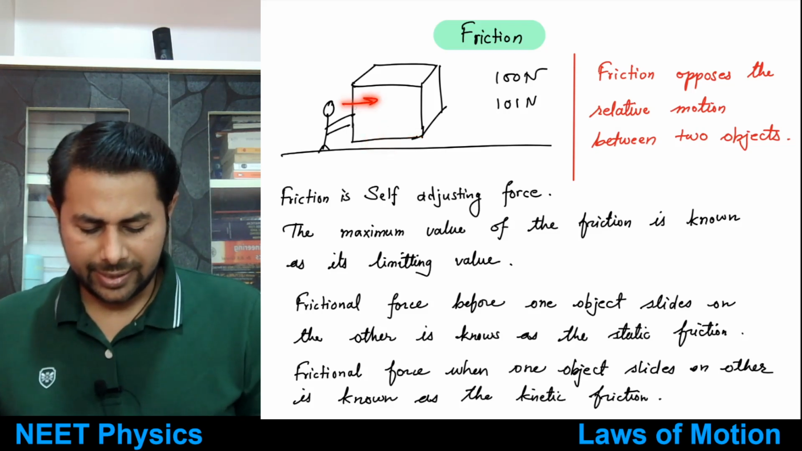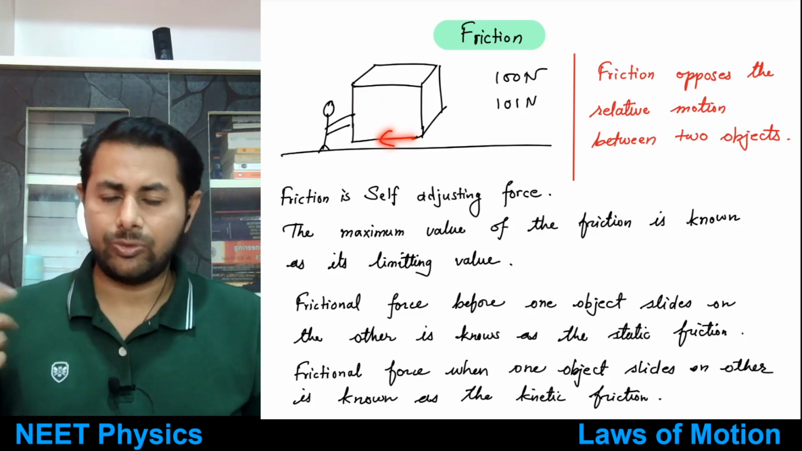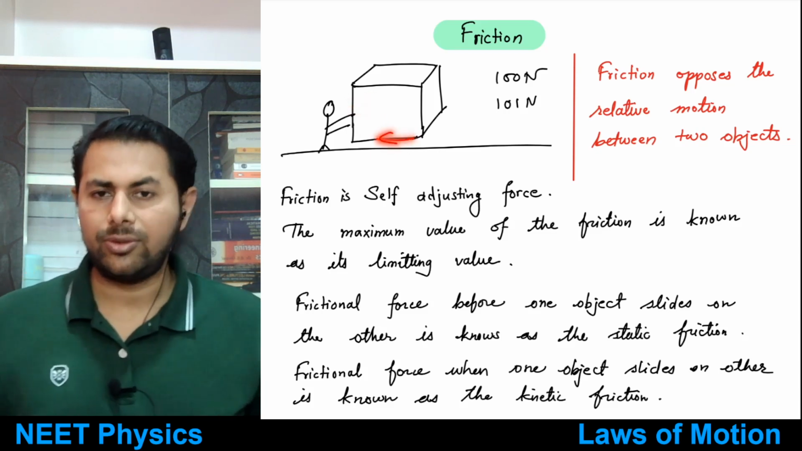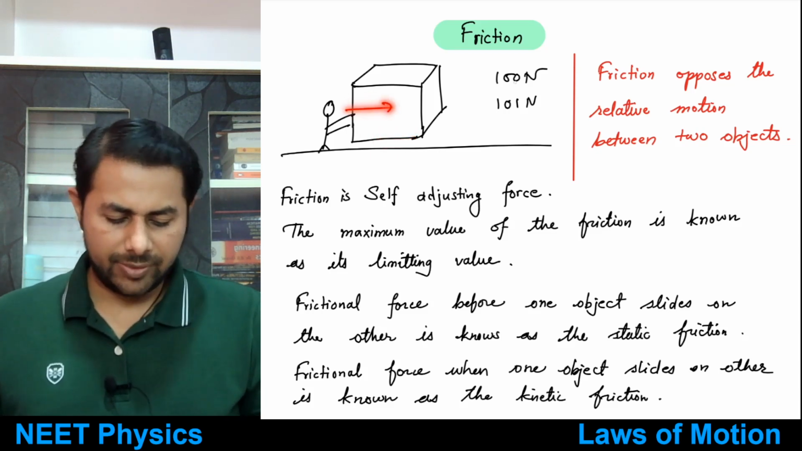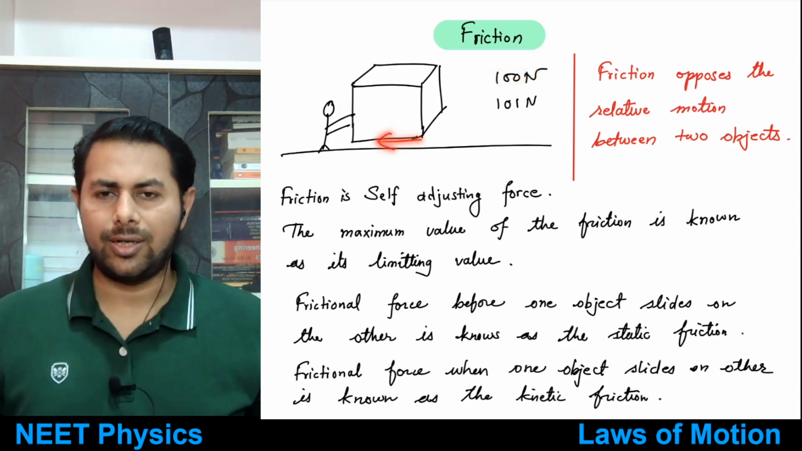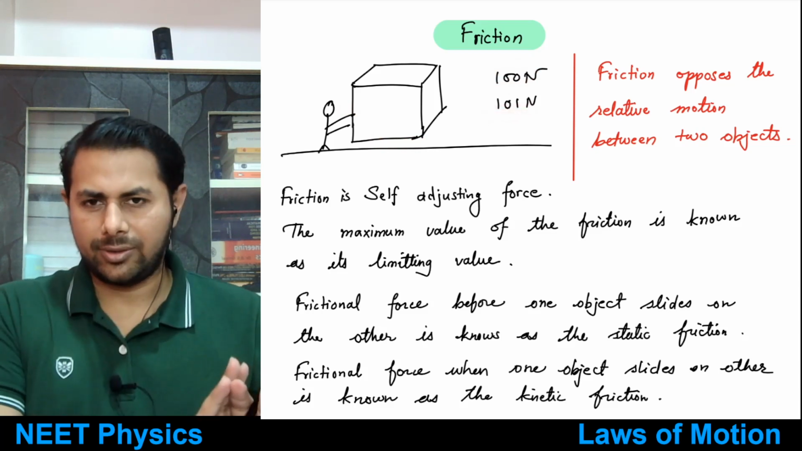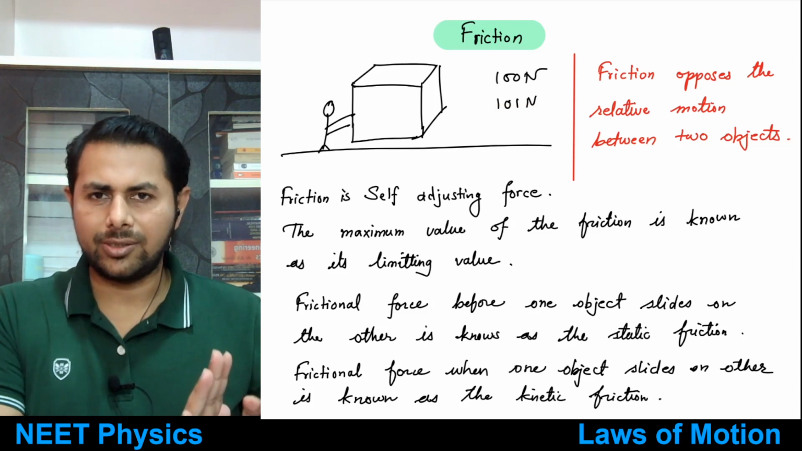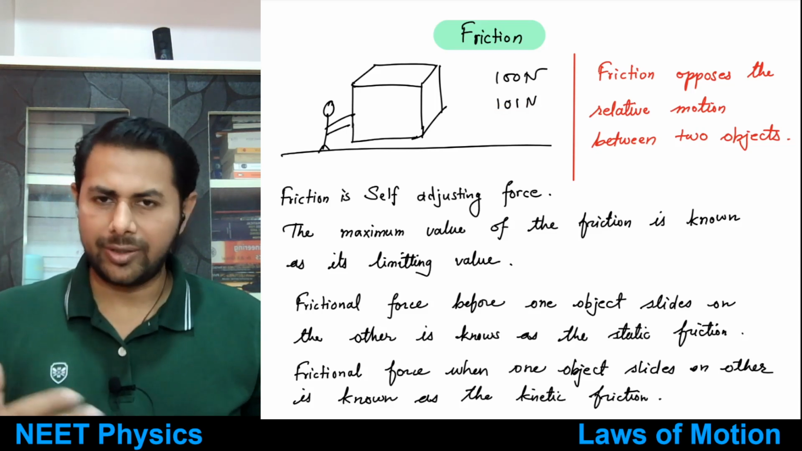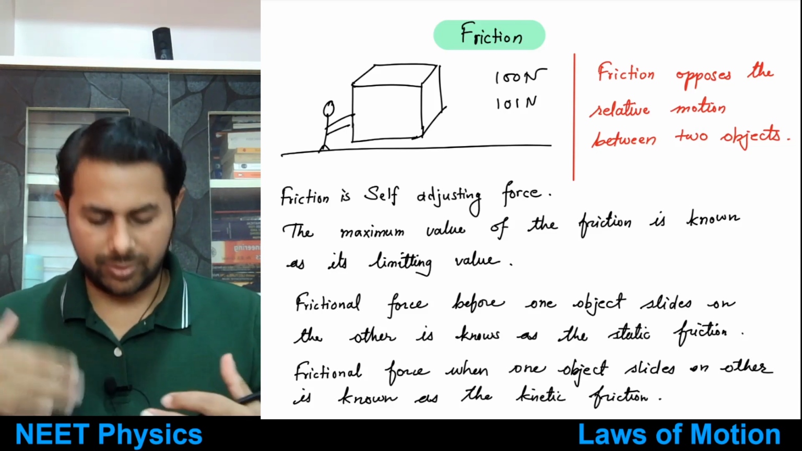When I exerted a force of 20 newton, nothing happened, which means friction was also 20 newton. When I exerted a force of 50 newton, nothing happened, which means friction was also 50 newton. When I exerted a force of 100 newton, still it didn't move, which means friction was also 100 newton. But when I exerted a force of 101 newton, it moved slightly, which means friction could go up to 100 newton, but that was its limit. It couldn't exceed above that.